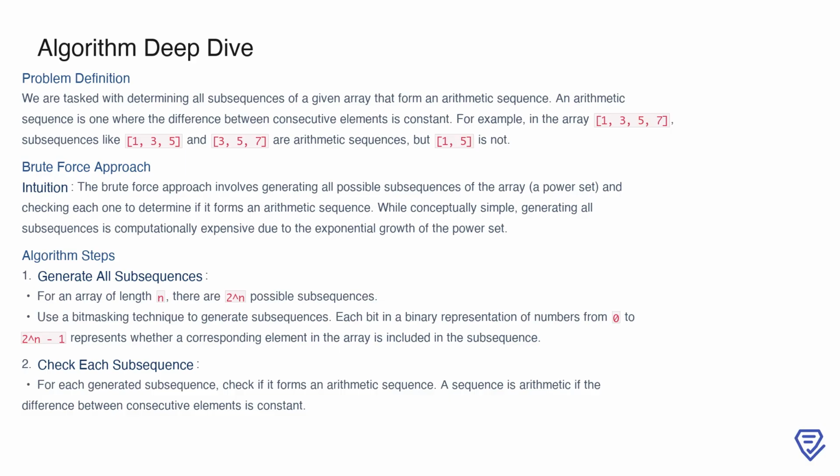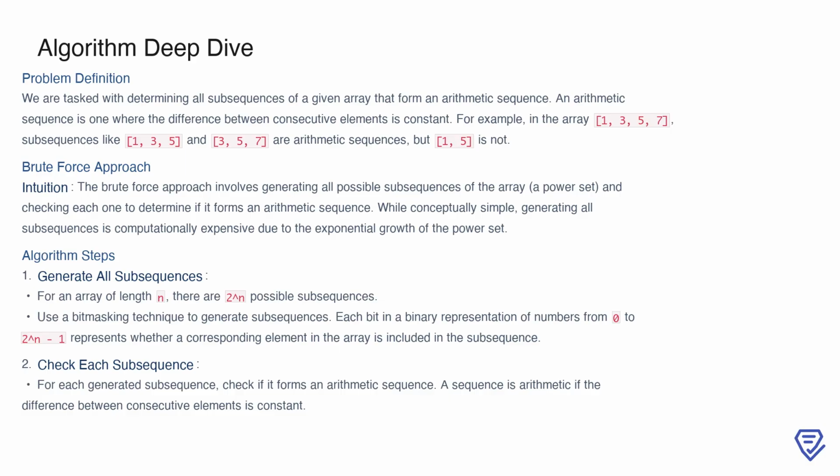For an array of length n, there are 2^n possible subsequences. A common way to achieve this is by using bit masking, where each bit in the binary representation of numbers from 0 to 2^n - 1 indicates whether the corresponding element in the array is included in the subsequence.